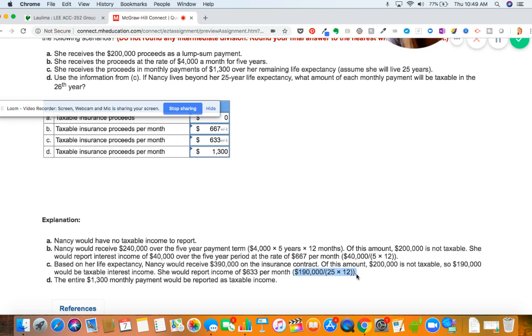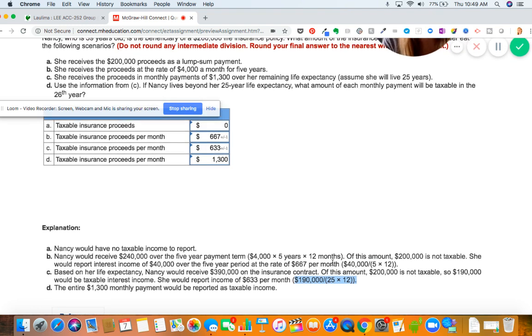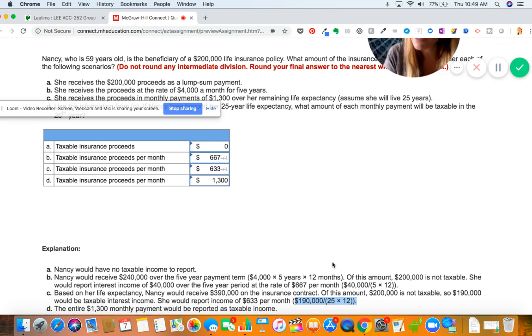So now we need to divide that 190,000 over all of our payments. So 25 times 12 again is 300 payments versus last time we only had 60 payments. So now we take 190 divided by 300, and that's our 633.